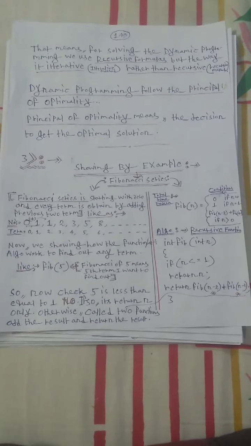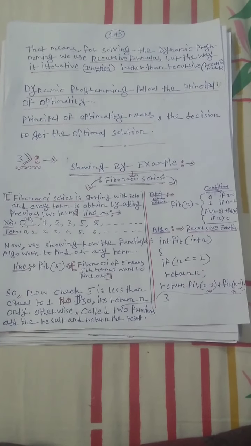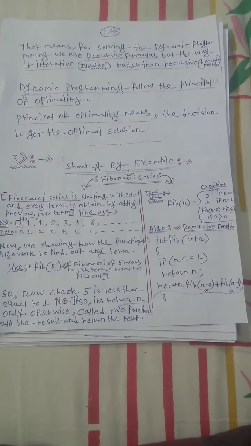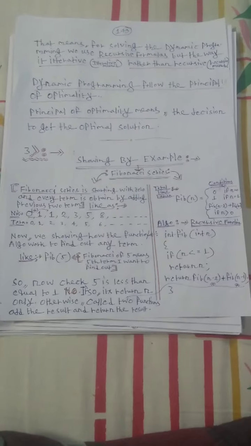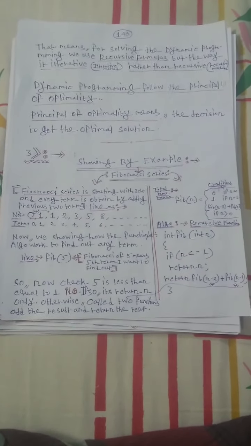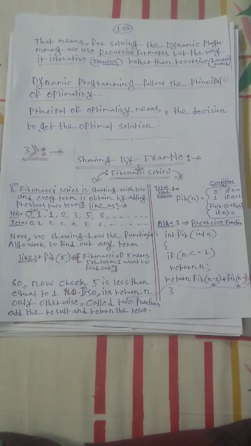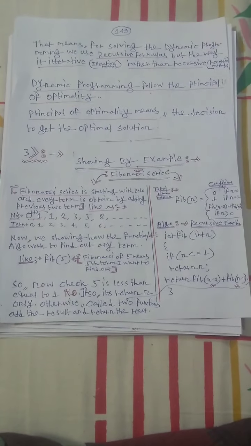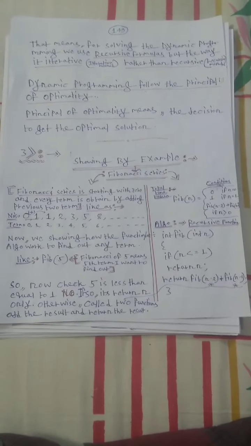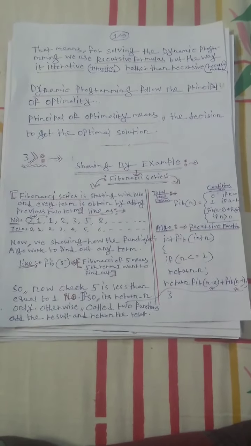So the recursion formula is: fib(n) equals 0 if n is equal to 0, 1 if n is equal to 1, and fib(n-2) plus fib(n-1) if n is greater than 1. Now we show how the function works to find any term. Like fib(5) means the Fibonacci of 5, the fifth term I want to find. Now check whether 5 is less than or equal to 1. No. If it were, it would return n only, otherwise it calls the function, adds the results and returns the result.